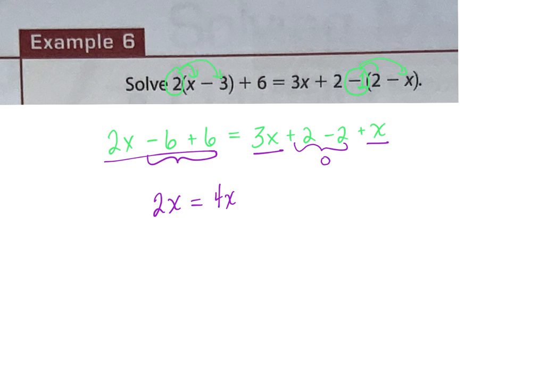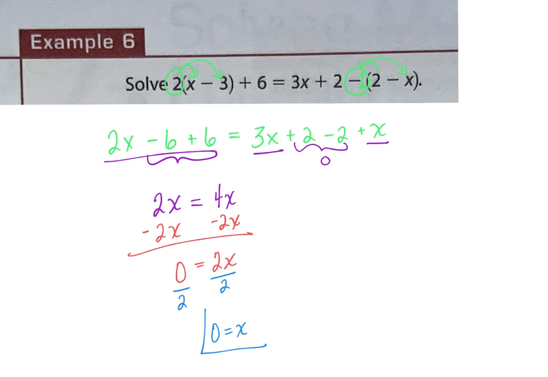All right? I need to get my numbers to one side and my variables to the other. So if I subtract my 2x over, what is 2x minus 2x? 0. 4x minus 2x is 2x, I need to divide by 2, right? Divide by 2. What is 0 divided by 2? 0 equals x. That is an answer. That is not no solution. That is not all real numbers. It's x equals 0. The only number that's going to work in this problem is 0.